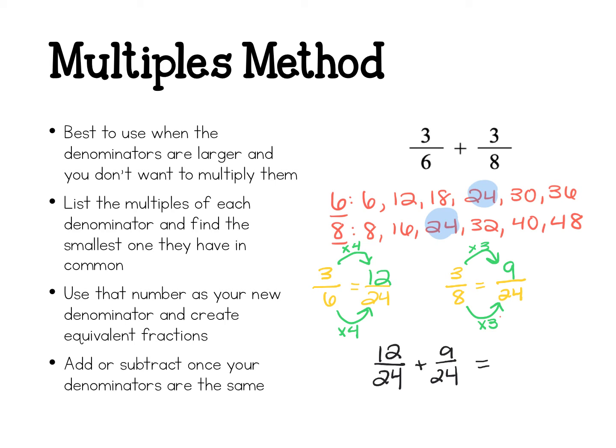Now I have a like or same denominator, so I keep the denominator and add the numerators. And I know that 12 plus 9 is 21. So the answer to this problem is 21 over 24.